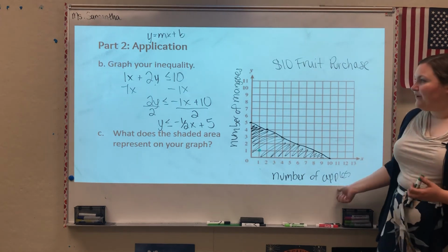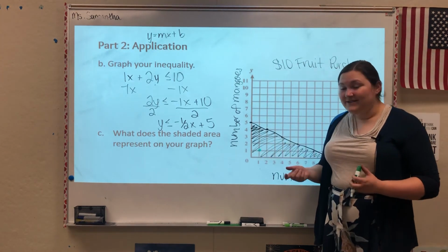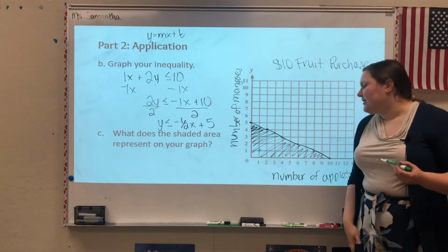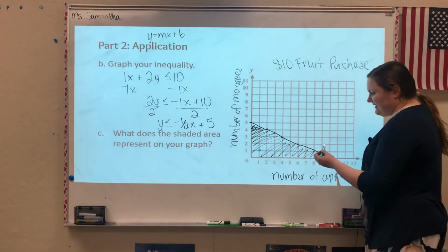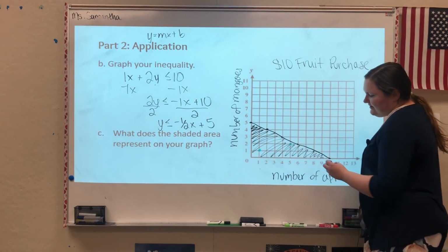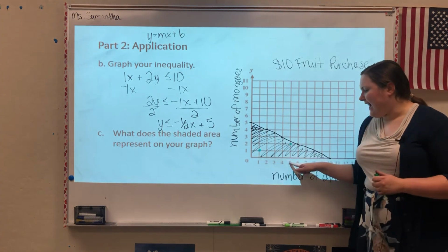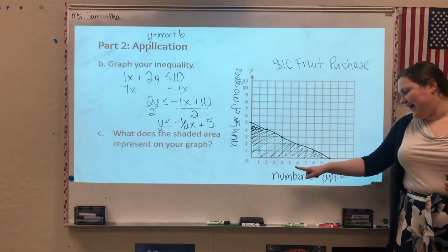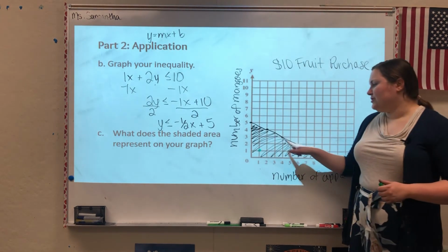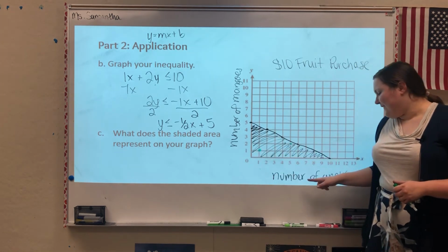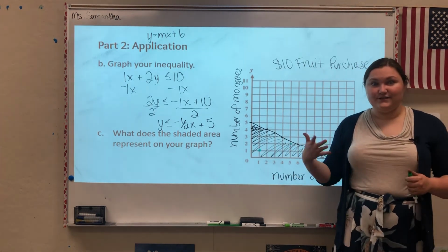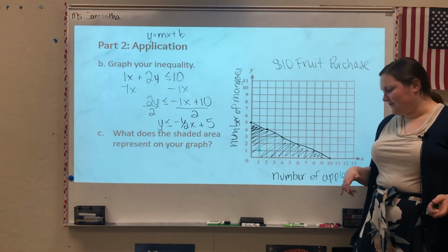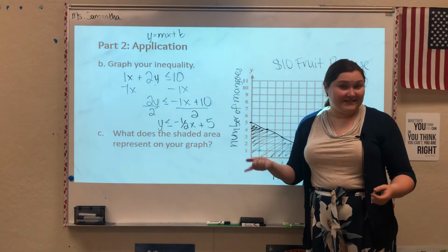If I buy 1 apple, apples are $1, mangoes are $2. That means I've spent $3. I can do that if I have $10. Another point that's shaded is, let's go right here. This one is shaded. That is the point 5, 2. That point represents 5 apples and 2 mangoes. 5 apples, apples remember are $1, so that's $5. 2 mangoes, mangoes are $2, so 2 of them would be $4. $5 plus $4 is $9.